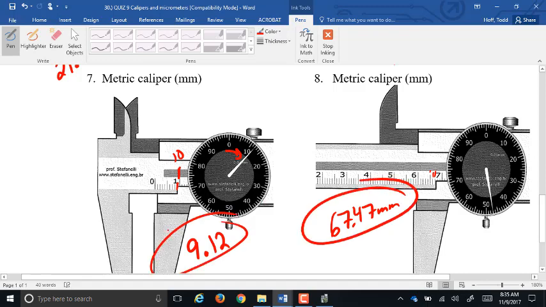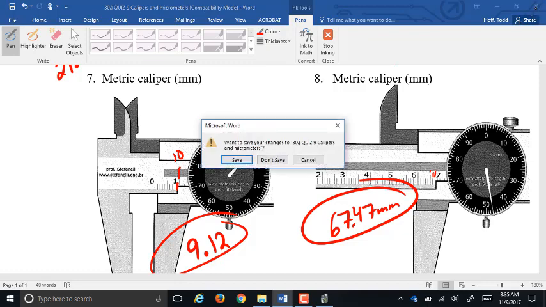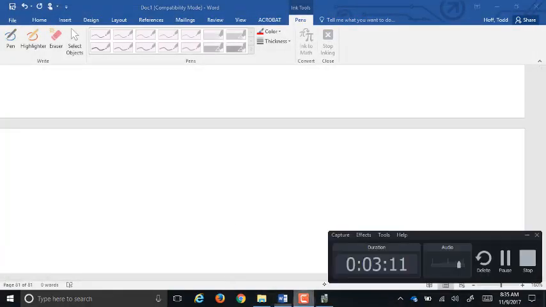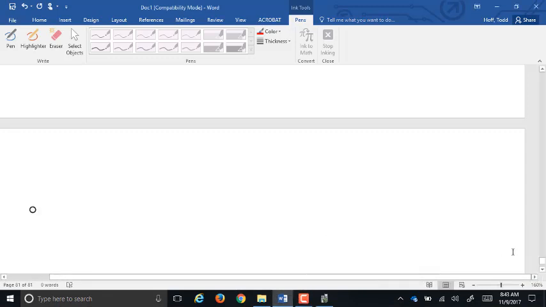Anybody have any questions off the calipers or micrometers that we've done? Okay, then it is that time. Let me get this out to you. Okay, we're gonna take a little bit of time and talk about errors and types of error in measurement.